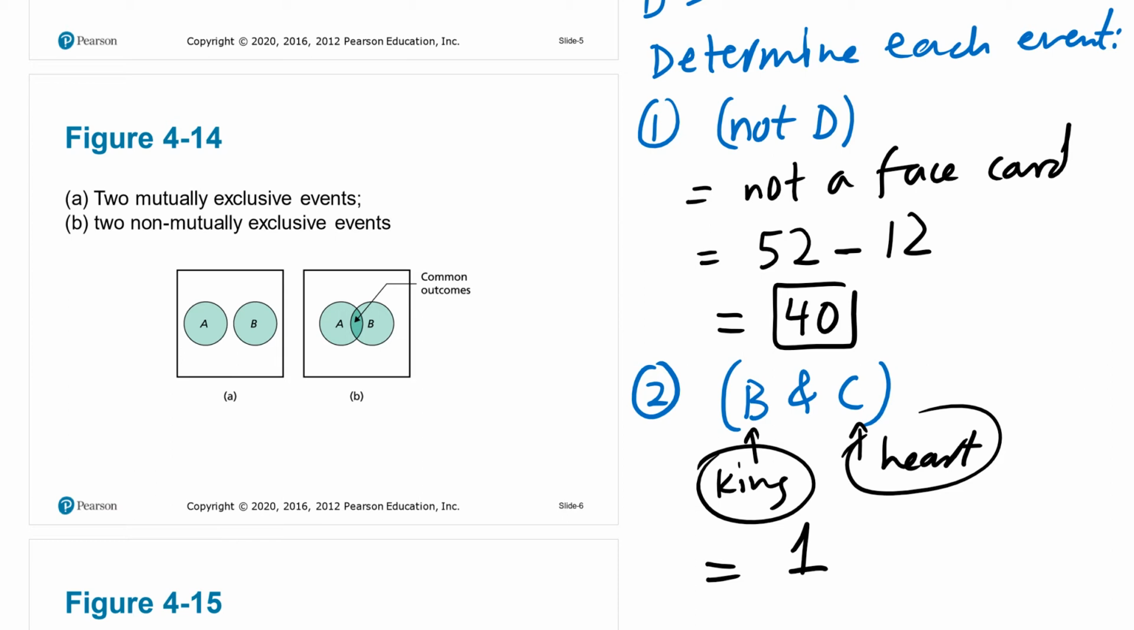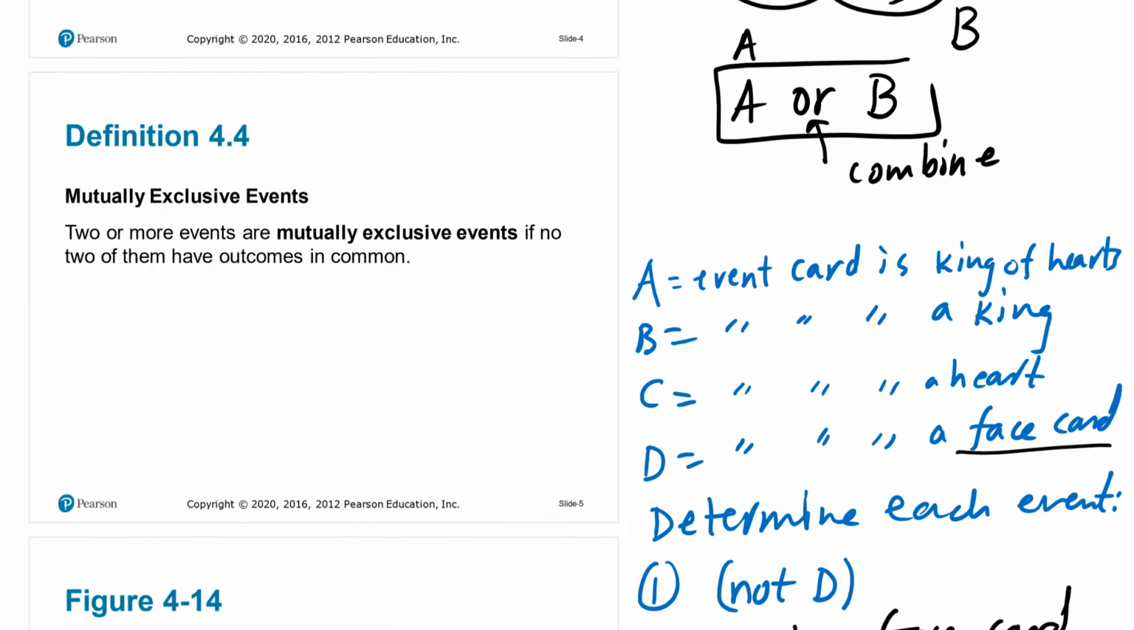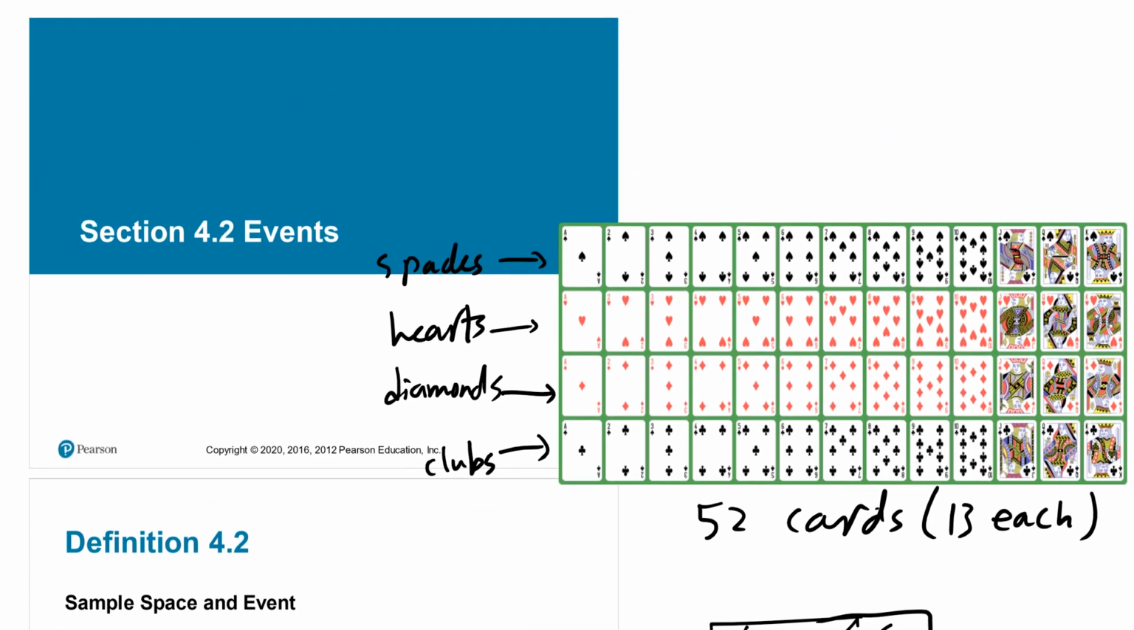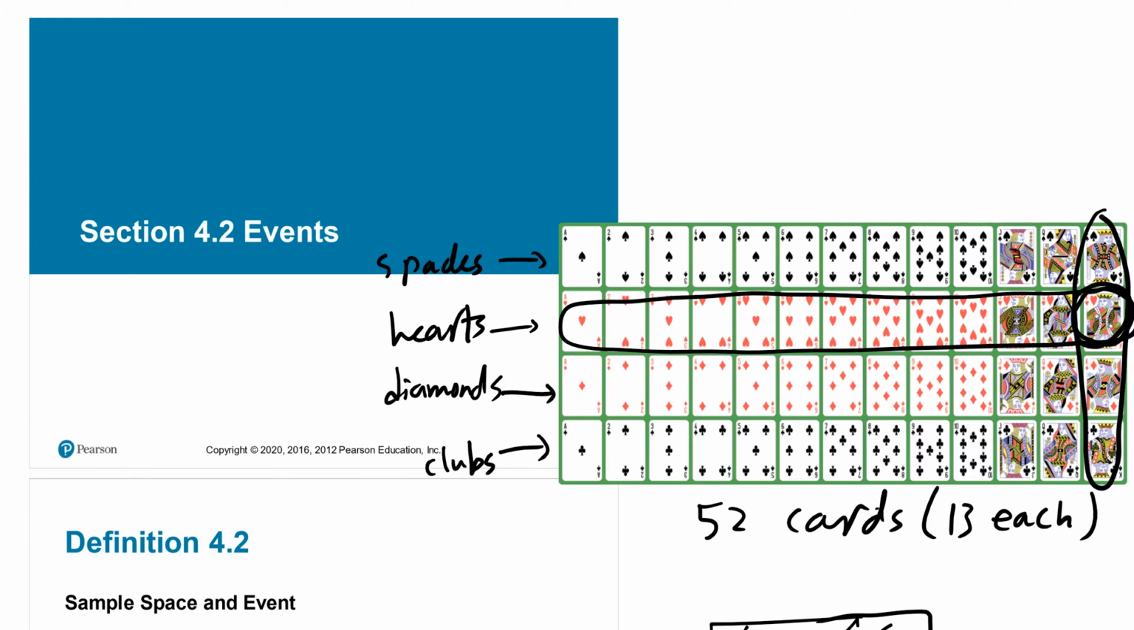If you take all the hearts and all the kings, the only thing that overlaps is only one of them. And I can show you that on the deck of cards. The second row is the hearts, so you can go like this. These are all the hearts, and these are all the kings. They only overlap in one of them. So that's why it's one.